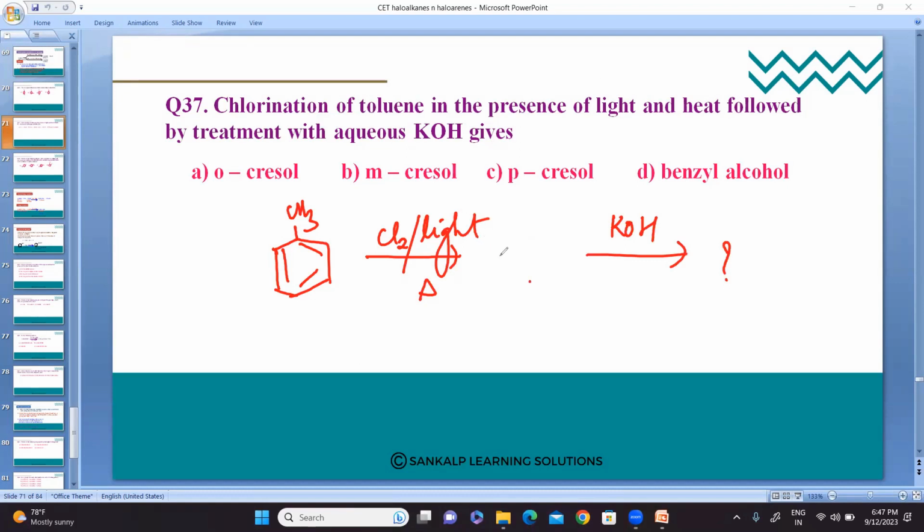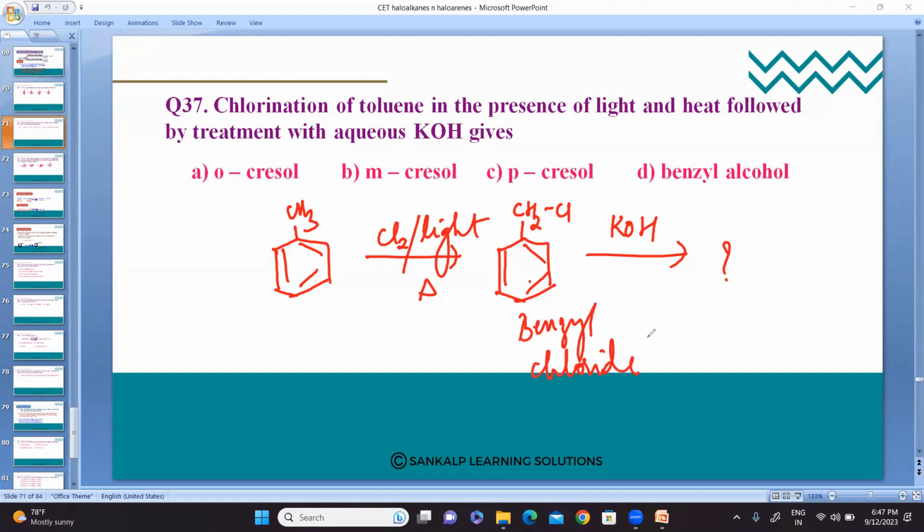So if it undergoes chlorination, what will happen? There are three H atoms, so one of the hydrogen atoms will be replaced by chlorine. So it forms CH2Cl. Now if you are treating with KOH, this is a benzyl chloride.